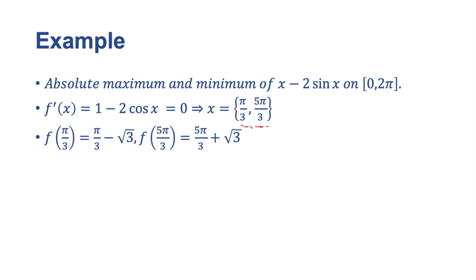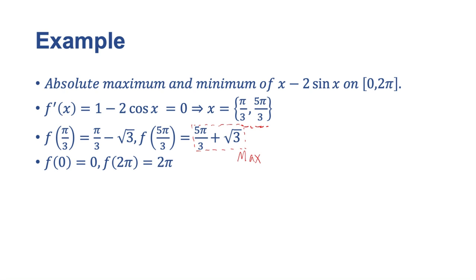Okay, so now let's take a peek at the endpoints of 0 and 2 pi. So f of 0 will result in 0, and f of 2 pi will result in 2 pi. So those are our results for that. So now we can take a peek to see what's the largest and which is the smallest. So the largest in the set is going to be 5 pi over 3 plus root 3. So that's our biggest in the set. So that's our max.